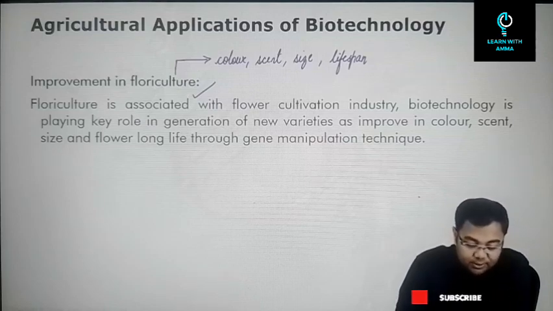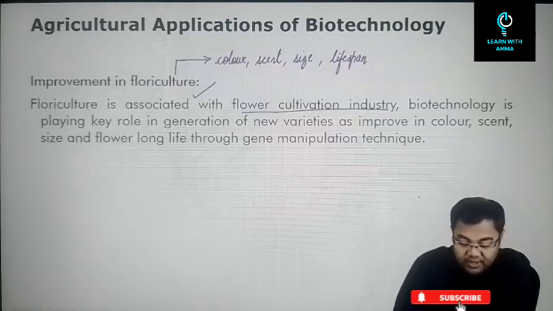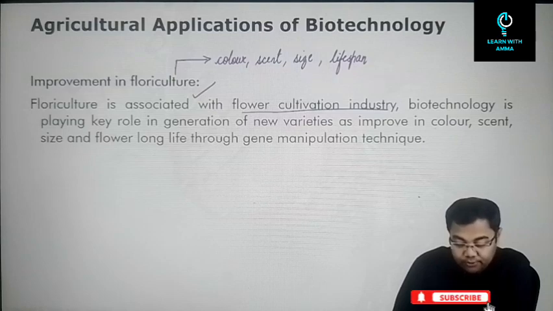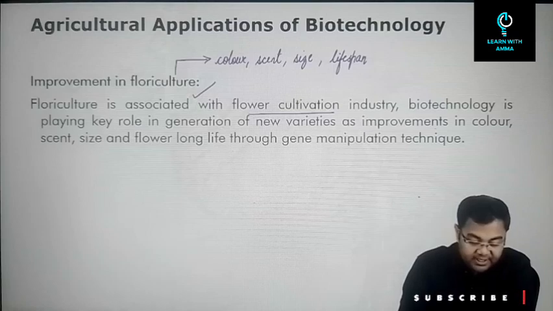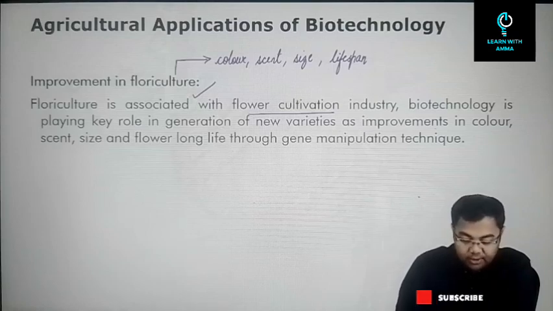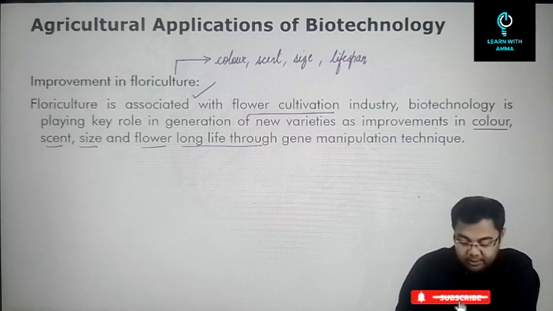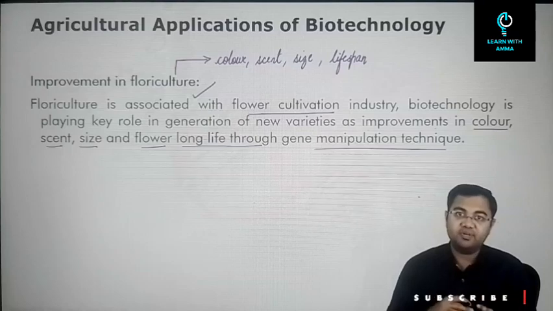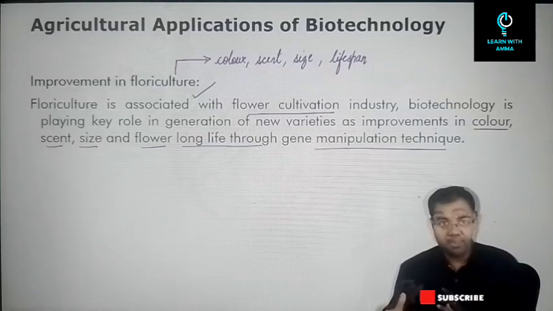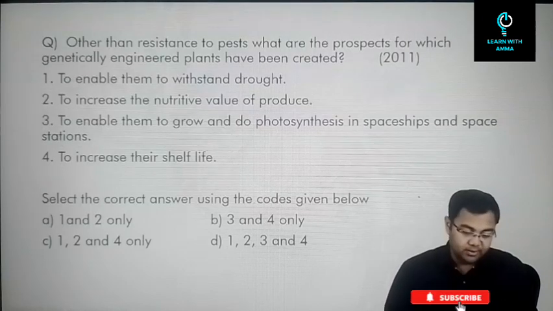So floriculture is associated with the flower cultivation industry. Biotechnology is playing a key role in generation of new varieties, as improvements in color, scent, size and flower long life through gene manipulation techniques. So this is what we want, that we want these kind of properties, and we would make changes in the genetic makeup of the flowers so that these properties can be enhanced in the flowers. Look at this question.